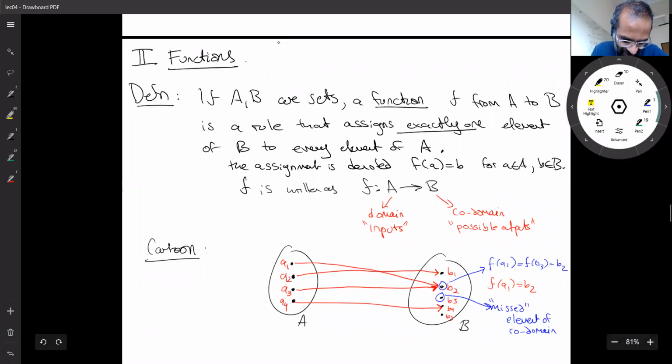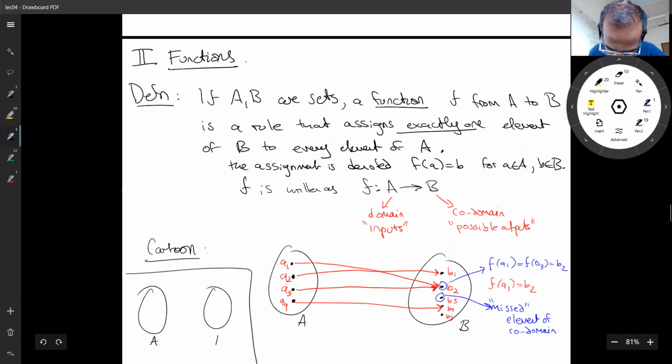So just to emphasize what could go wrong and what would make something not a function is if you had a picture like this. You had A and B.